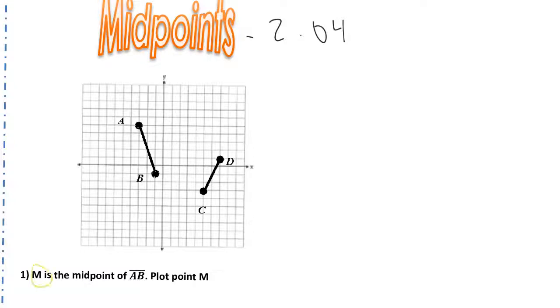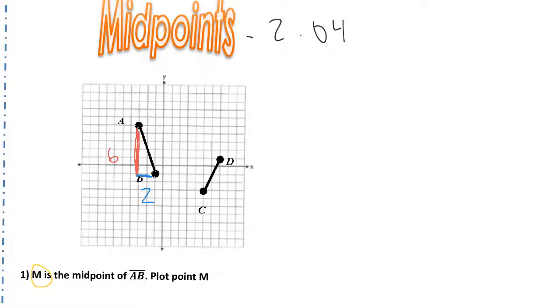So if I want to find M, it's the midpoint of AB. Well, here's AB, so I want to find the middle of this line, and we're going to plot the point. Well, it's really helpful to draw a slope triangle, the whole thing. So that's down 1, 2, 3, 4, 5, 6. And then over 2. So that's the slope of the line.